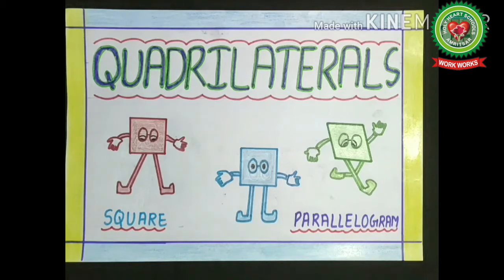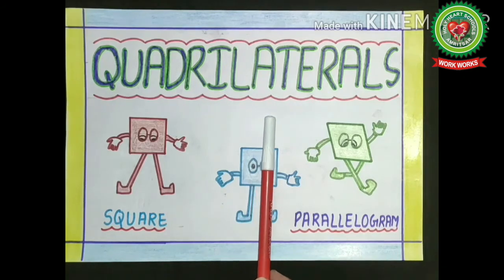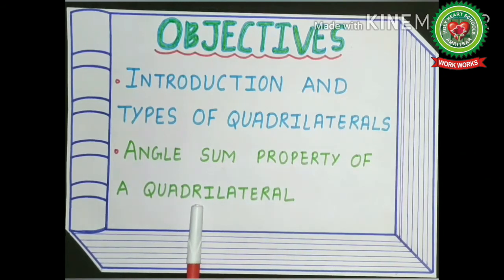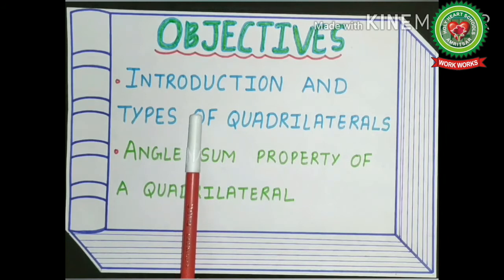Today we are going to learn a new topic, quadrilaterals. Objectives of the chapter are: number 1, introduction and types of quadrilaterals. Number 2, angle sum property of a quadrilateral. Students, today we will continue with the first objective, introduction and types of quadrilaterals.